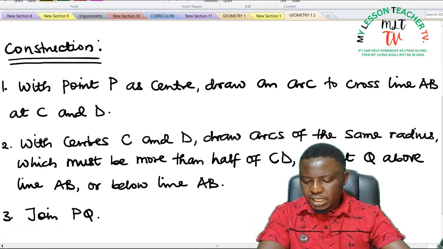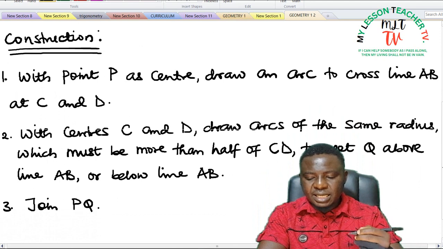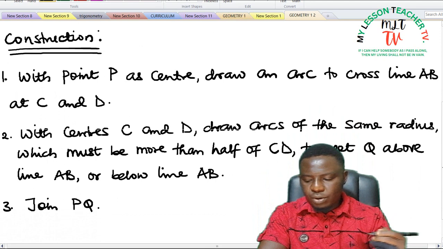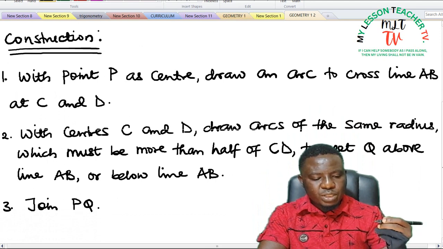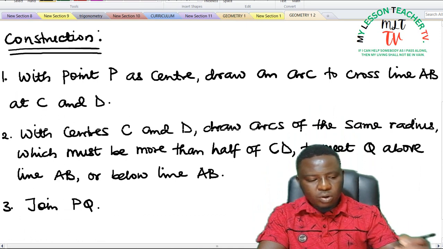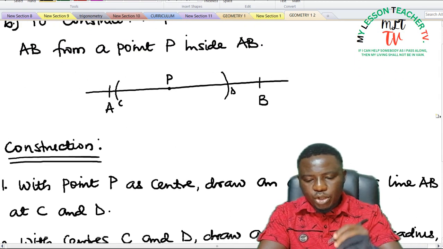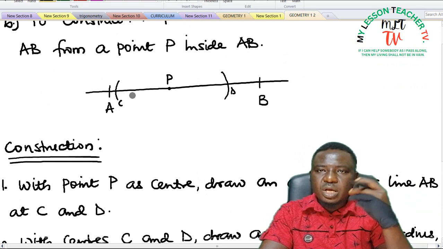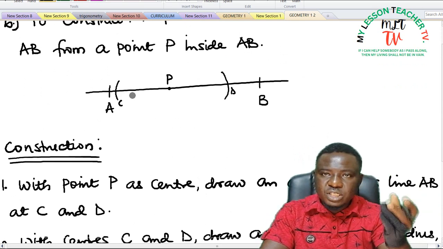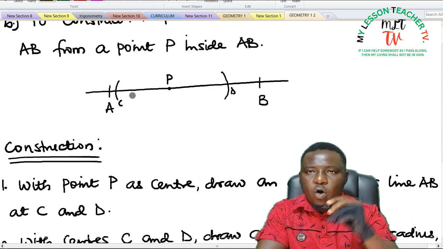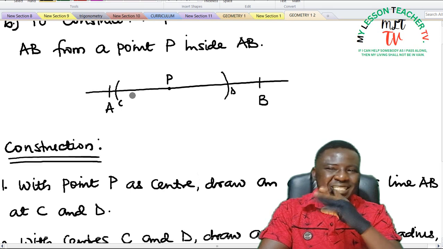Step 2 says with centers C and D, draw arcs of the same radius, which must be more than half of CD, to meet at Q above line AB or below line AB. So what you do is that with C and D as centers and with radius greater than half of CD, you can now construct an arc above or below. If you do it both ways, it's still the same thing.